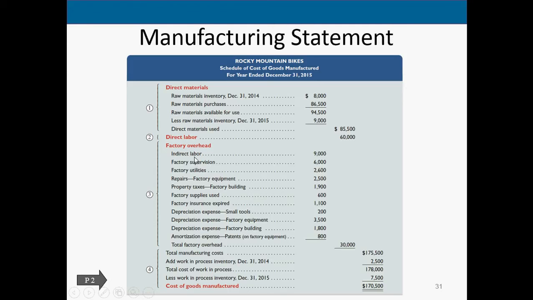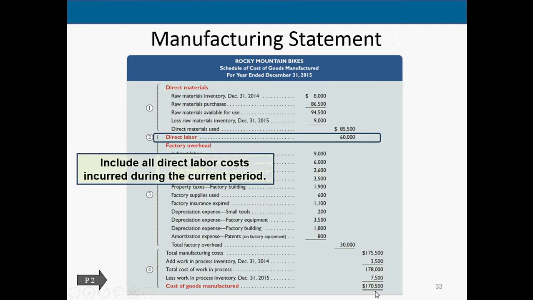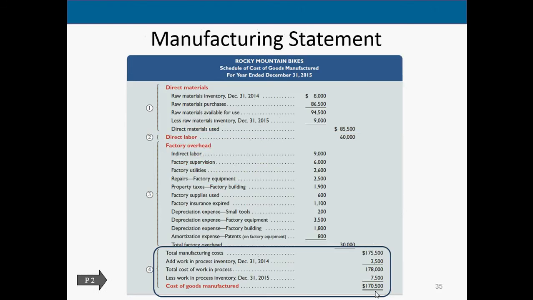So look at what's there. Indirect labor, factory supervision, factory utilities, repairs on the factory equipment, property taxes for the building, factory supplies used, factory insurance, and then depreciation on the tools, the equipment, the building, amortization on the patents. All the stuff that's not direct materials and direct labor. If they had somebody cleaning their bathrooms, the janitorial team would be in here as well. We add those three things up and we get total manufacturing cost. We add in the beginning, we take away the end, and that's what gets us cost of goods manufactured. That's that same 170,500 that we just saw 3 slides ago. And now the PowerPoint wants to explain everything to you that I just did. All right.